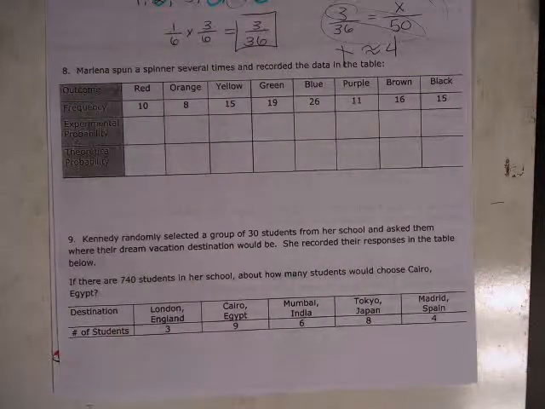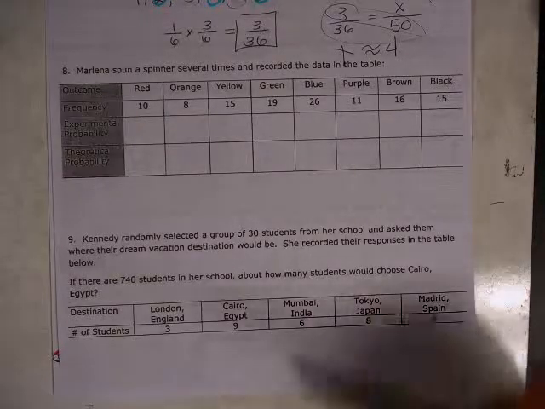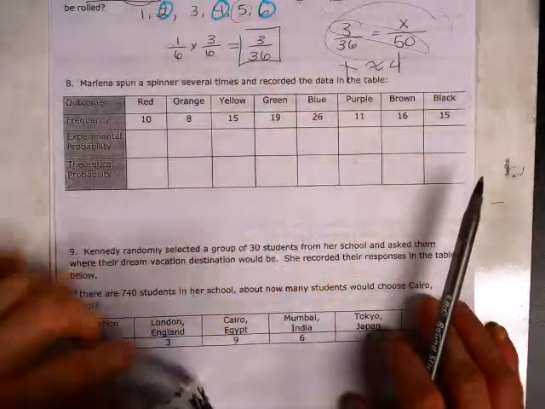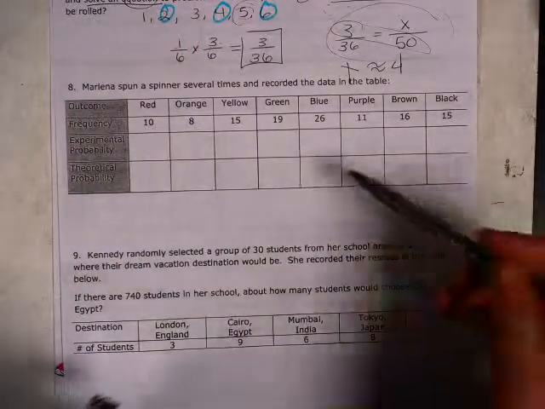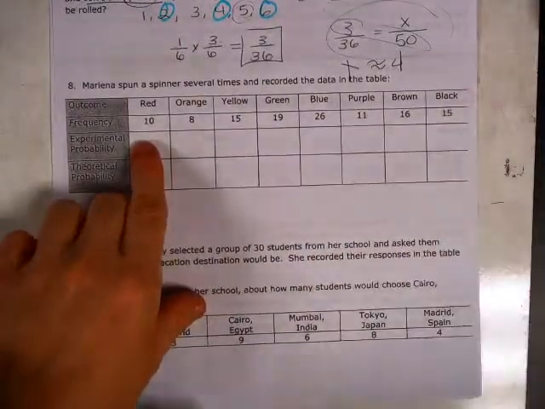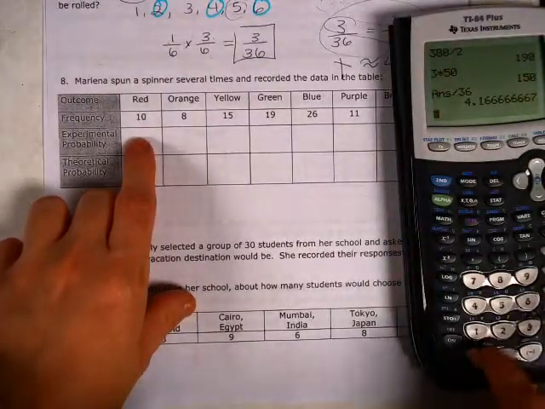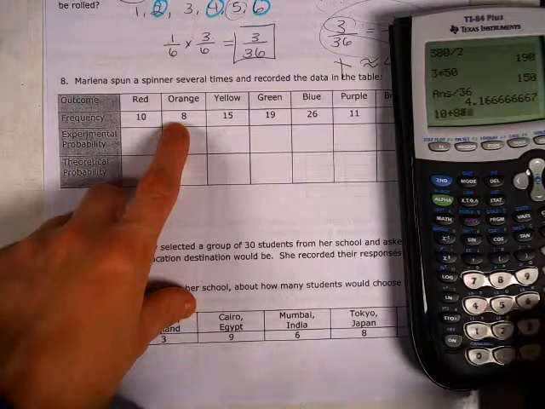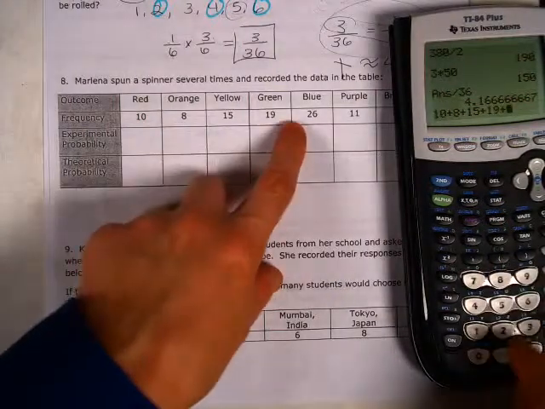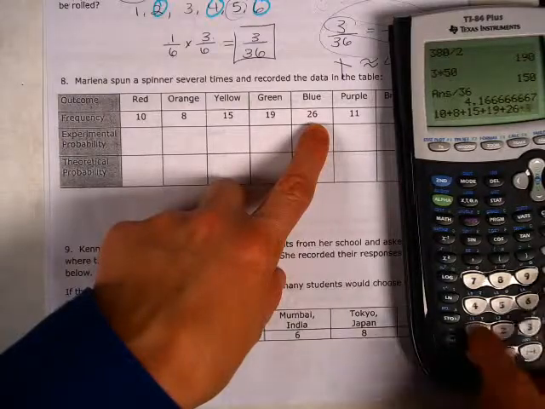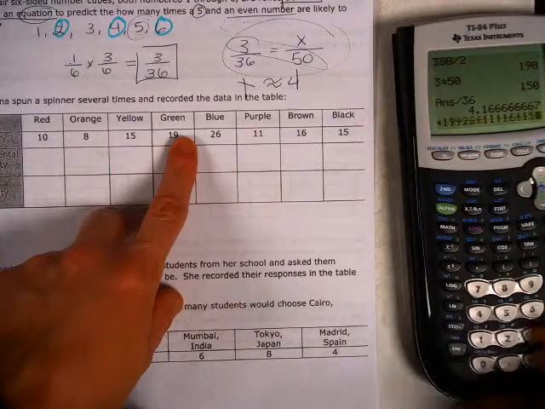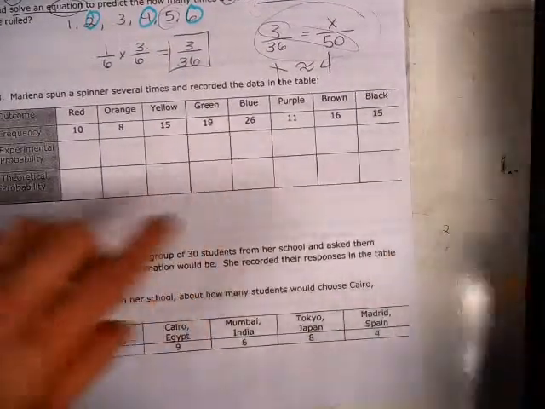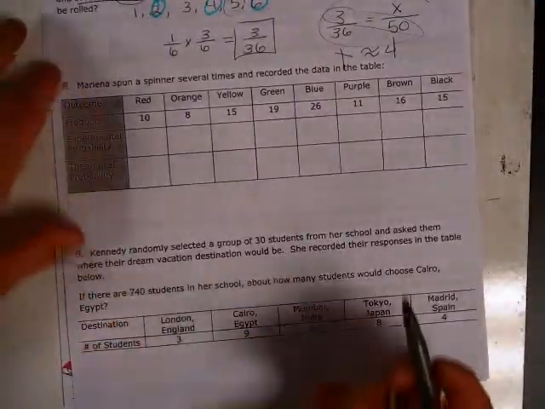Now it says, Marilee spun a spinner several times and recorded the data below. It shows this is the frequency, so this is our table. And so we have to find out how many times she spun the spinner. So we have to add all these numbers up. So we have to go 10 plus 8 plus 15 plus 19 plus 26 plus 11 plus 16 plus 15. Alright, so we get 120. That's how many times she spun the spinner. And yes, that's a tongue twister.